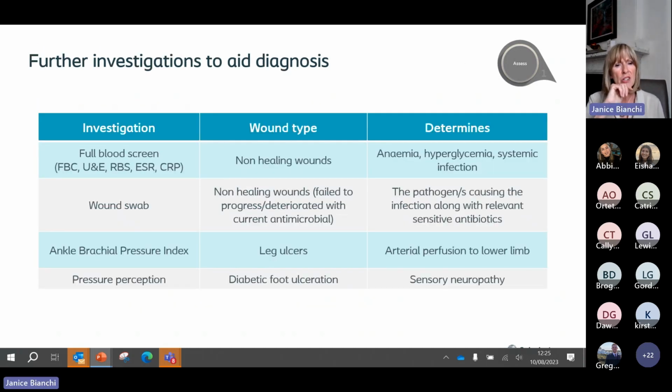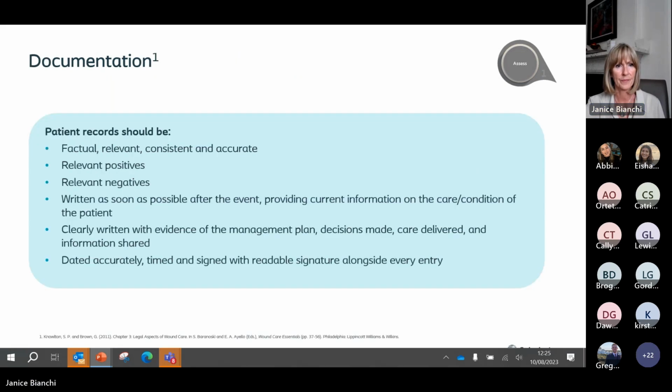These are some of the investigations that you might do depending on that wound and that individual. So a full blood screening, wound swab if you're seeing clinical signs of infection, an ankle brachial pressure index with people with leg ulcers, and pressure perception, so monofilaments for diabetic foot ulcers. So these are all additional tests to help us with our diagnosis of what's happening and what the cause of that wound is.